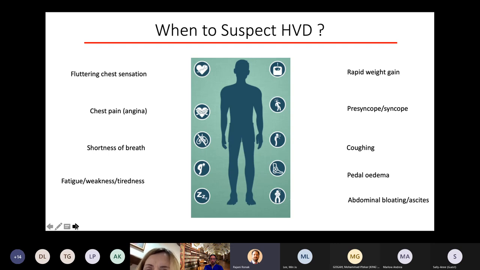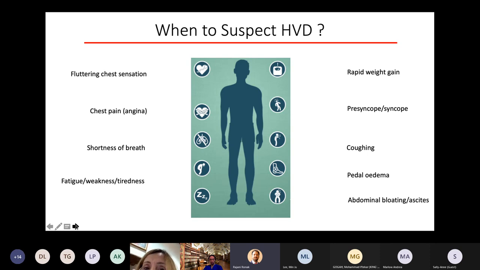A fluttering chest sensation may indicate that a patient has a problem with their mitral valve. Chest pain or angina may be attributable to patients who have ischemic mitral valve regurgitation or aortic stenosis. Shortness of breath is a common underlying denominator for all valvular heart disease. Fatigue, weakness, and tiredness is often missed as a symptom of heart valve disease.